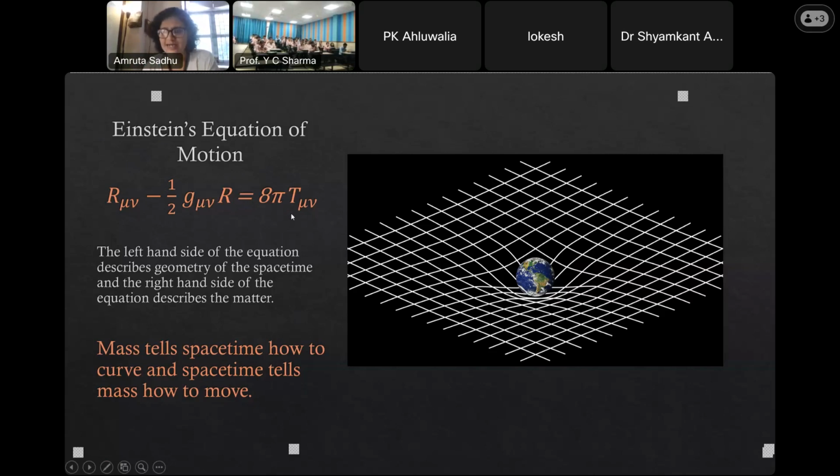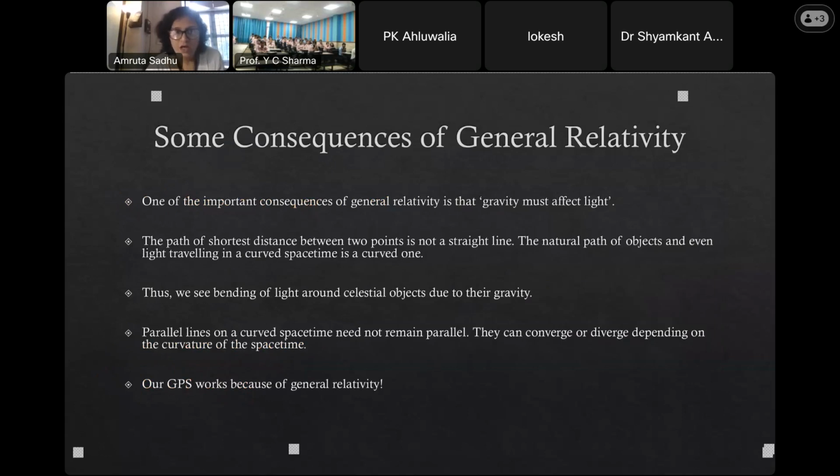Don't worry about what it is, but what is important is that the left hand side of the equation describes the geometry of the space-time. It essentially measures how it is curved, and the right hand side of this equation describes the matter that is causing this curvature. In other words, a mass tells space-time how to curve, and a space-time tells mass how to move. Okay.